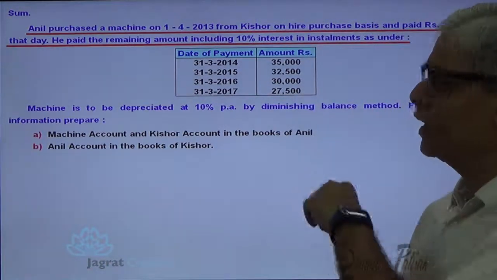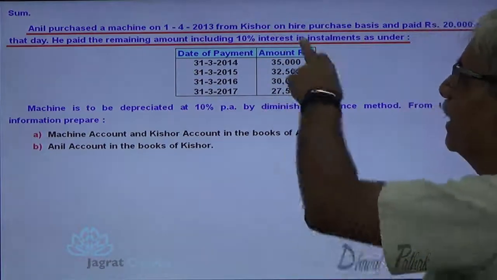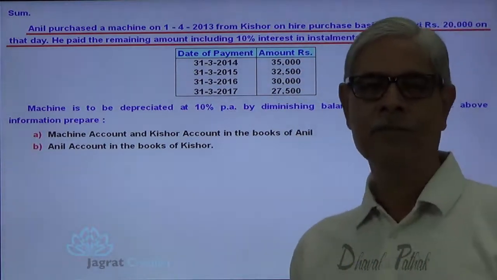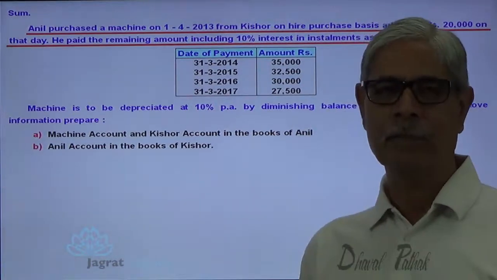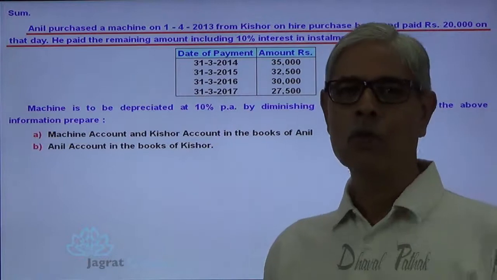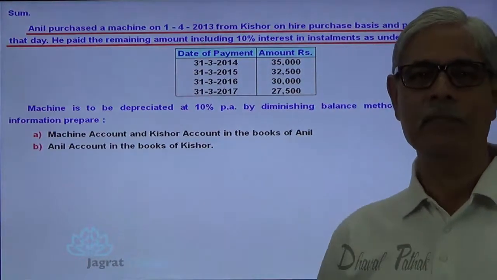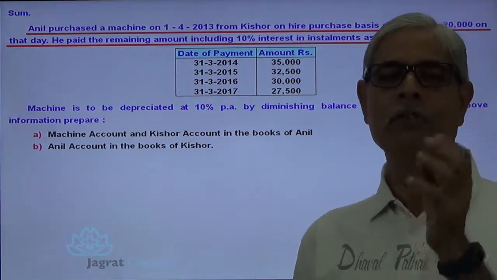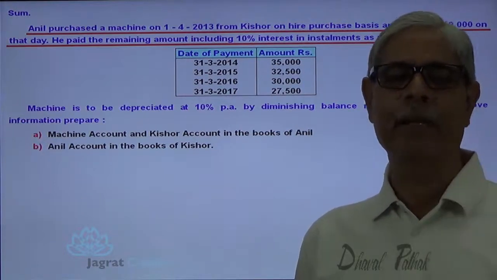Now in this sum, notice that I am given the interest rate. I am given installments with interest. I am not given the cash price. I am given the down payment. So I am required to find out the cash price first of all, because if I know the cash price, then I can debit the machinery account.